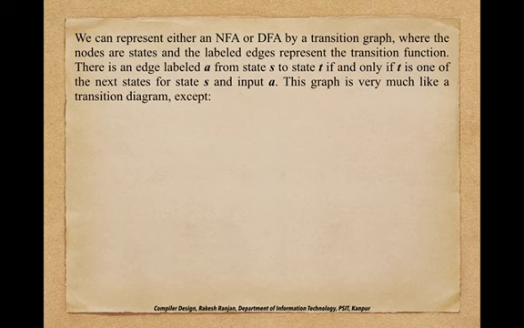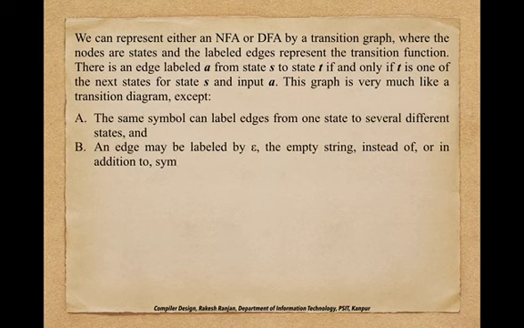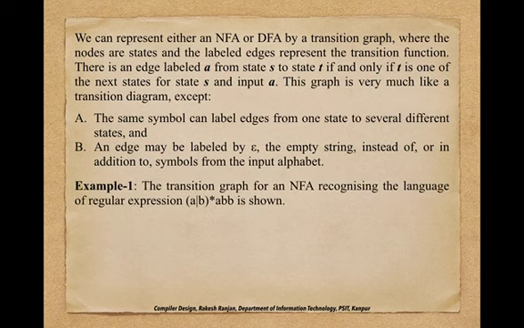The graph is very much like the transition diagram except for the following. The same symbol can label edges from one state to several different states. An edge may be labeled by epsilon, the empty string, instead of or in addition to a symbol from the input alphabet. Example 1.